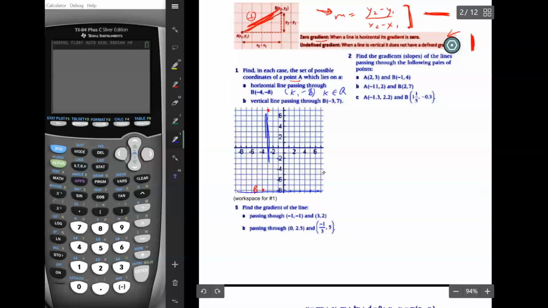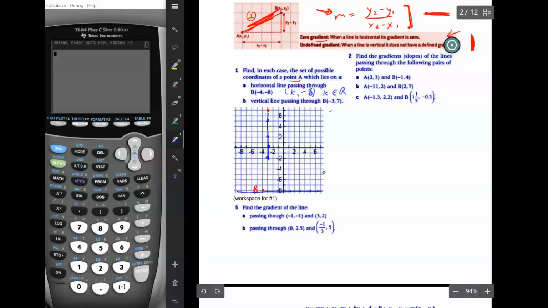So what are the possible coordinates? That is a terrible line. Let me try to draw. Okay. So what are the possible points here? Well, it could be this point, it could be this point, it could be this point, it could be this point, it could be this point.